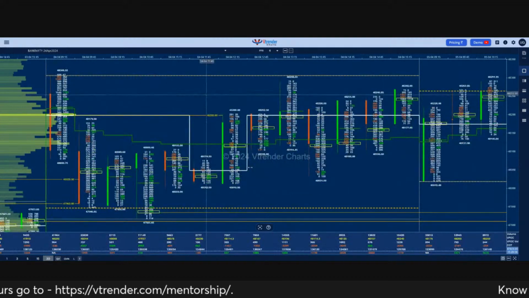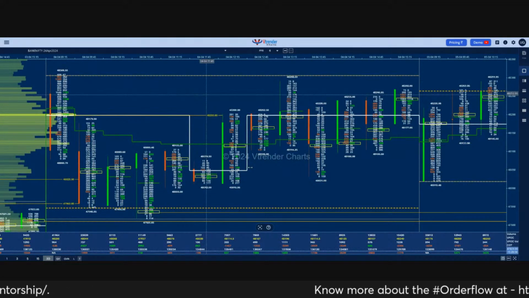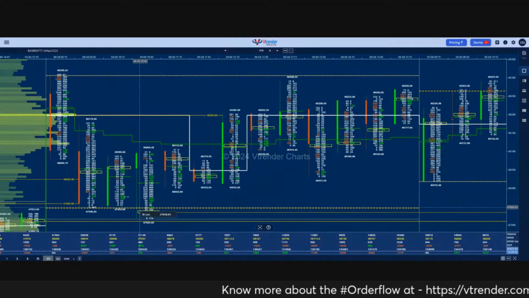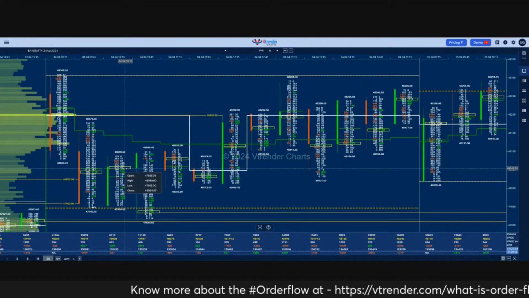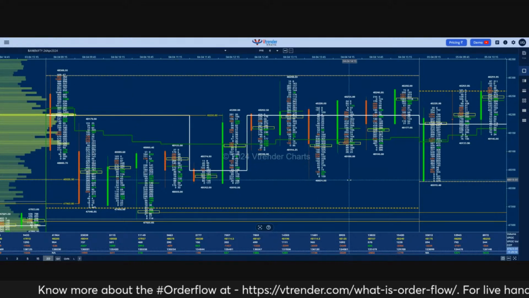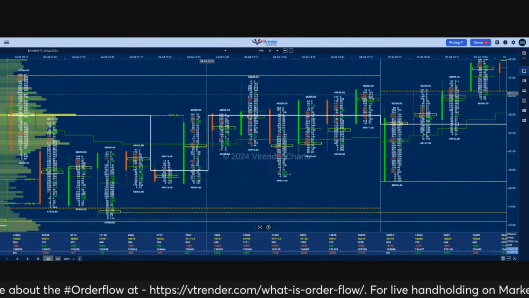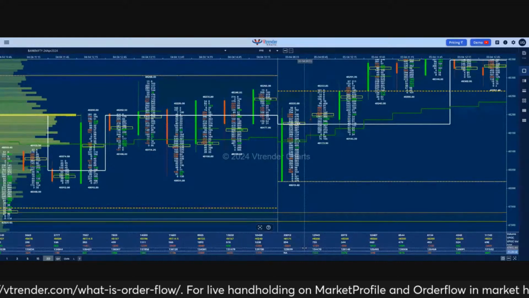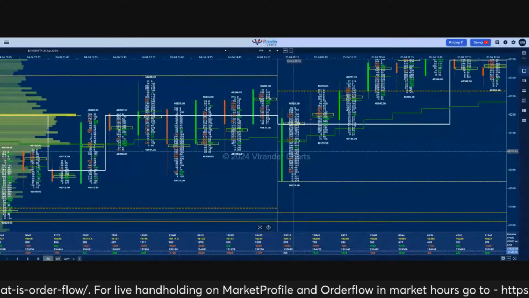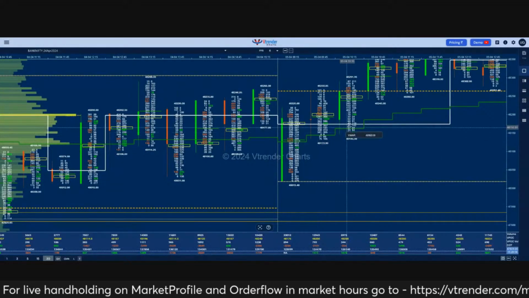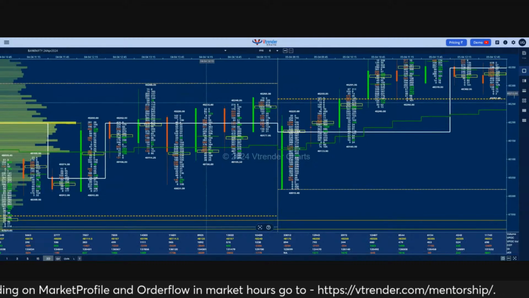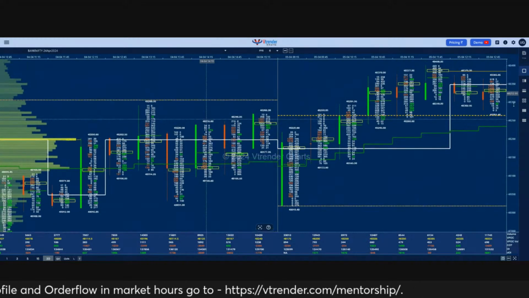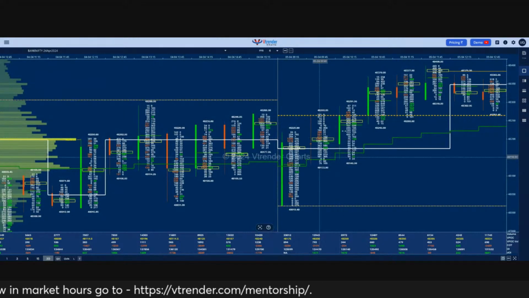So here value was getting accepted on a higher level compared to when we are looking at the weekly time frame. And then on the 5th, we saw some reds coming in. We saw the COT turning red. But as we saw in Nifty futures, it remained above VWAP. So what it was telling us is that these sellers were getting trapped.